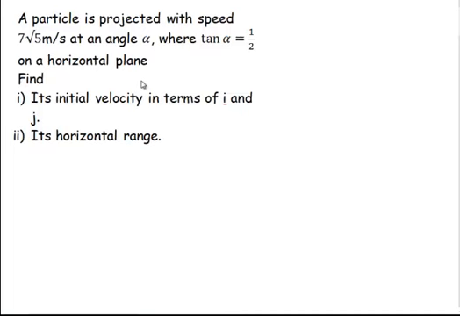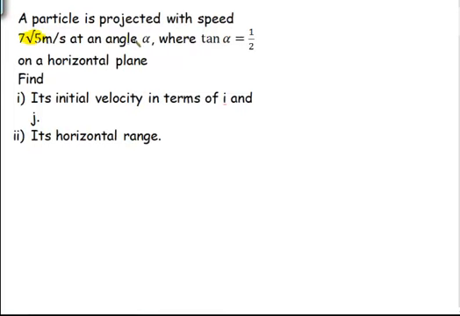So this is a projectile motion question where we're given a particle is projected with a speed of 7 root 5 meters per second at an angle alpha, where tan alpha is a half. Now when they give numbers in surd form like this, it generally means that something will cancel further on down the line, so we'll see where that will work out.